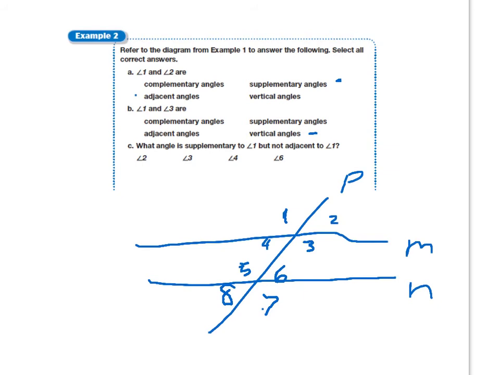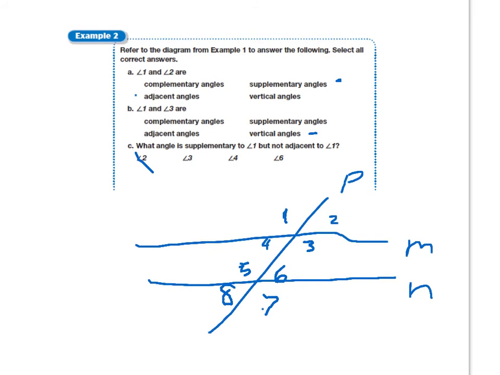So C says, what angle is supplementary to angle number 1? So again, here's angle number 1. And it wants supplementary but not adjacent. So they're eliminating angle number 2 because although it is supplementary, it is also adjacent. So they just want to know which angles are going to complete a 180. Remember, supplementary is 180, but it can't be number 2. So we can eliminate number 2 on the fact that it is adjacent to number 1.